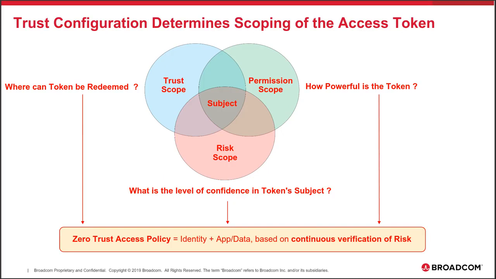So the token now has the permission scope: how powerful is the token? It has a trust scope: where can the token be redeemed? But it also has the risk scope. And this kind of architecture enables us to start defining and practicing a zero trust access policy. And if you have a zero trust access policy, you know that you can always dial up and down the level of risk that you're willing to take to protect certain kinds of access.